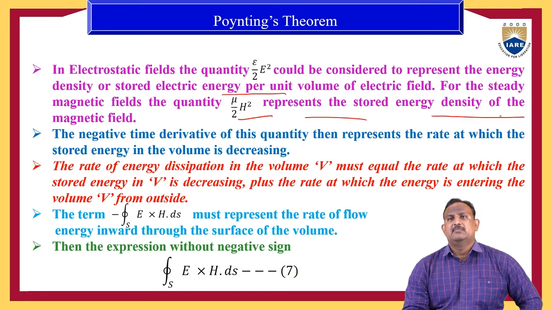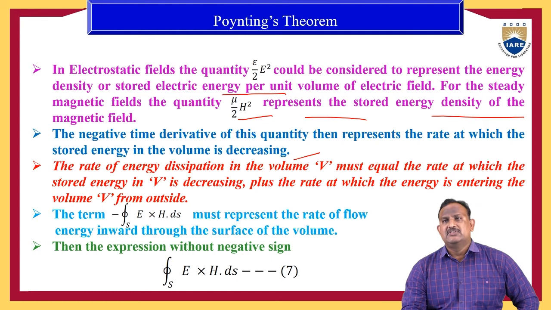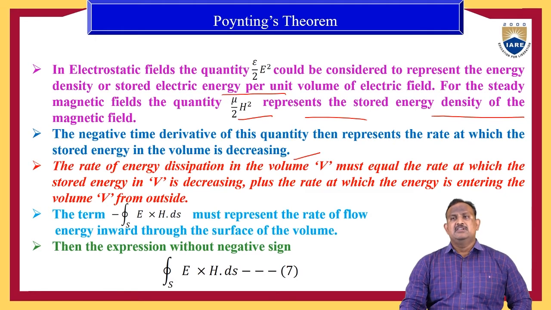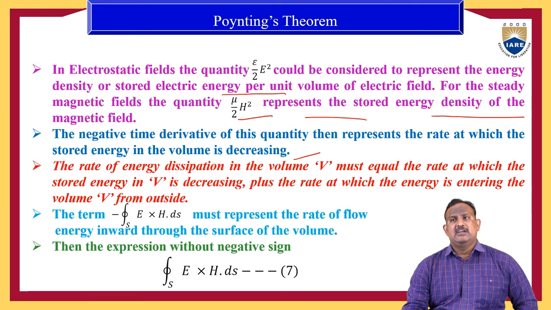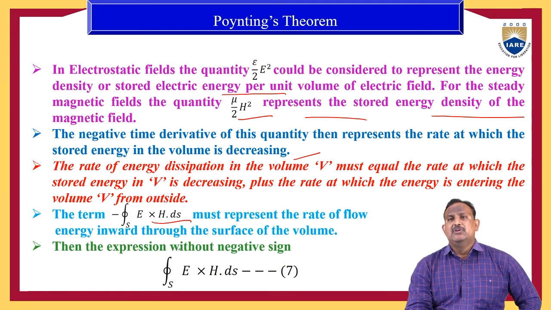And here the negative time derivative of this quantity represents the rate at which the stored energy in the volume is decreasing. Here the stored energy is a combination of both electric and magnetic fields. So now the rate of energy dissipation in the volume V must be equal to the rate at which the stored energy in V is decreasing plus the rate at which the energy is entering the volume V from the outside.